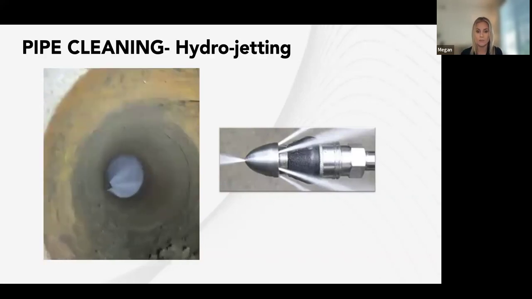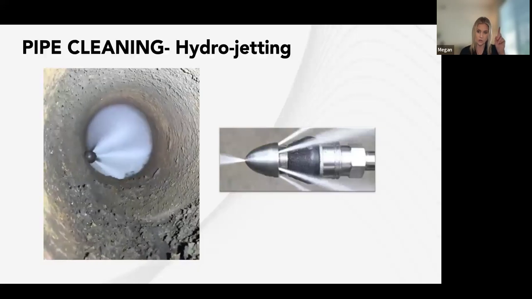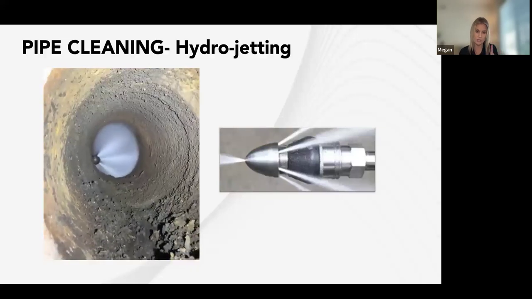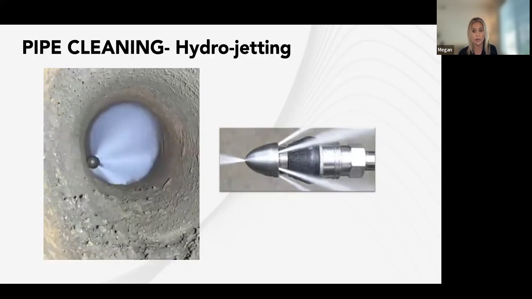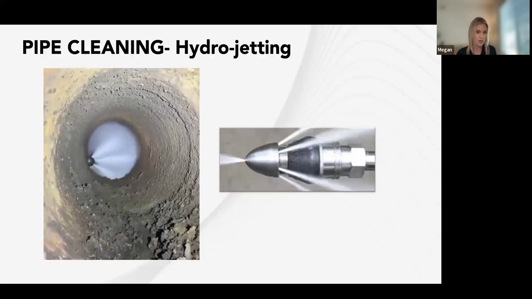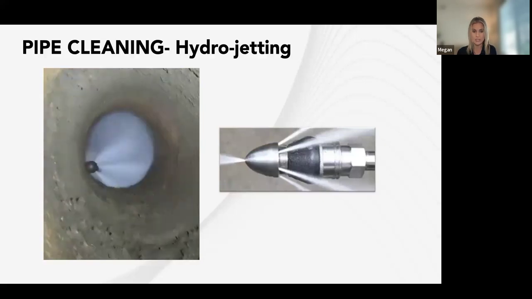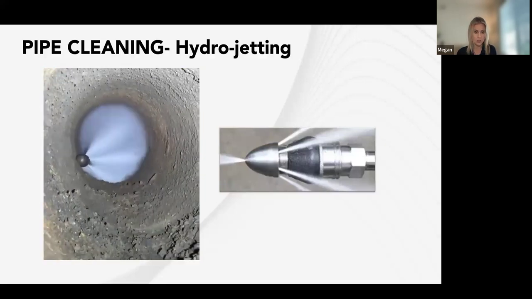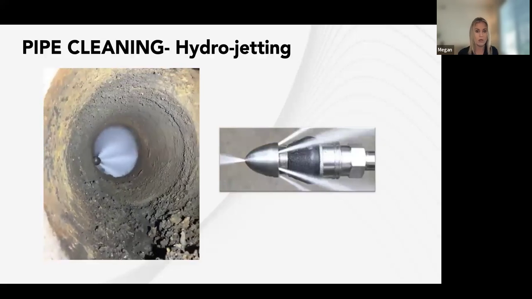If you're jetting a waste stack, so those vertical pipes within units, if there is a crack or anything, it can potentially flood a unit. So I do see a lot of HOAs having this done. It's not recommended because of that issue. If there is a crack, it can cause a lot of damage to the unit.